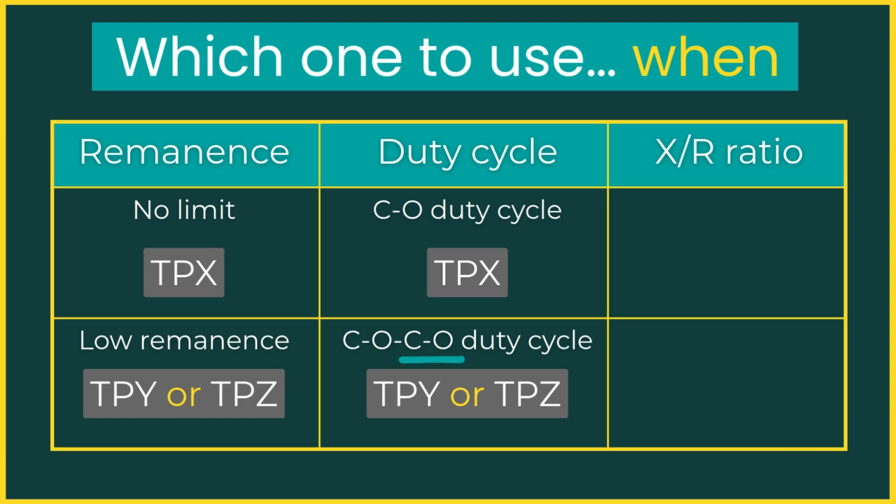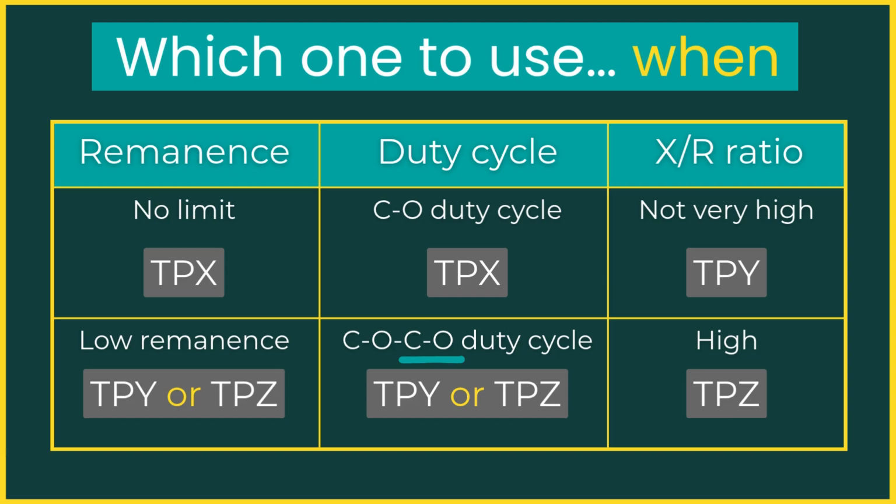But how do we decide between TPY and TPZ? This is where the system X/R ratio comes in. If the system X/R ratio is not very high, choose TPY. If the system X/R ratio is high, choose TPZ.